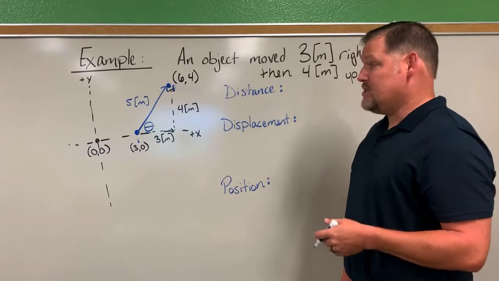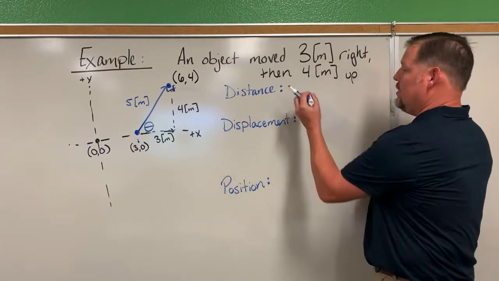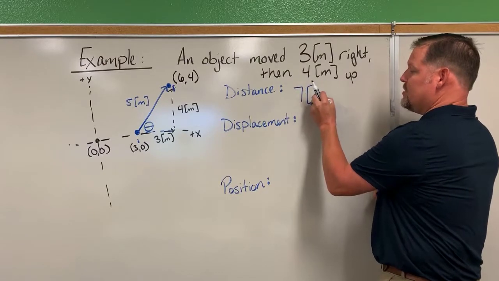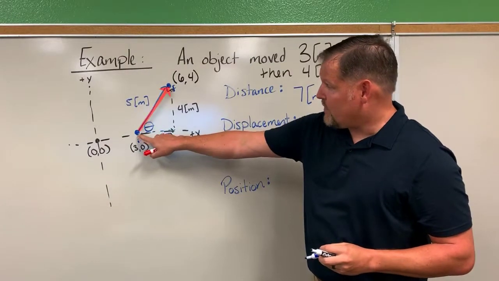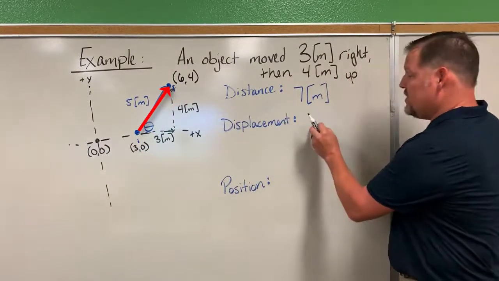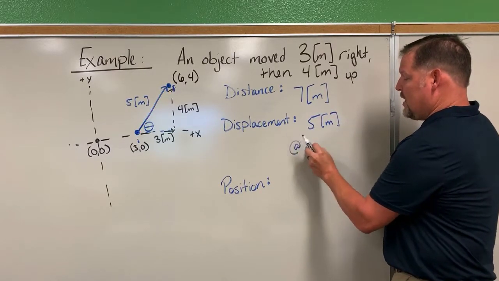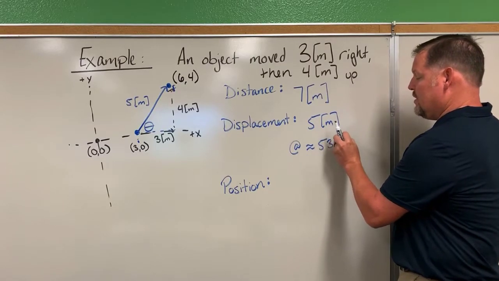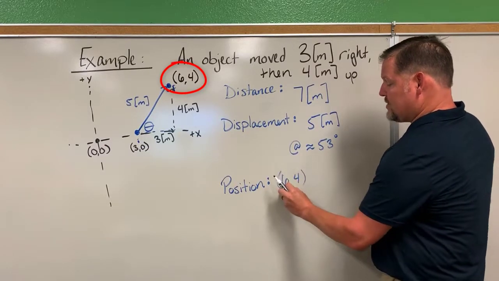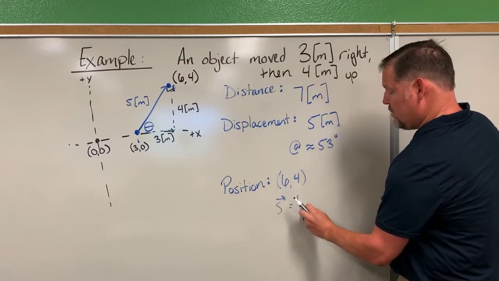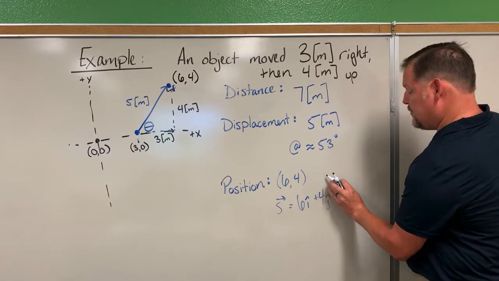Well, what is the distance traveled? In this example, the distance traveled is 3 meters, then 4 meters, so the distance traveled in this example is 7 meters. The displacement, in this case, is still starting from here, ending at that location. In this case, the displacement is unchanged. That's still 5 meters at about 53 degrees. And the position is still at 6, 4 as an ordered pair, or 6 i hat plus 4 j hat.